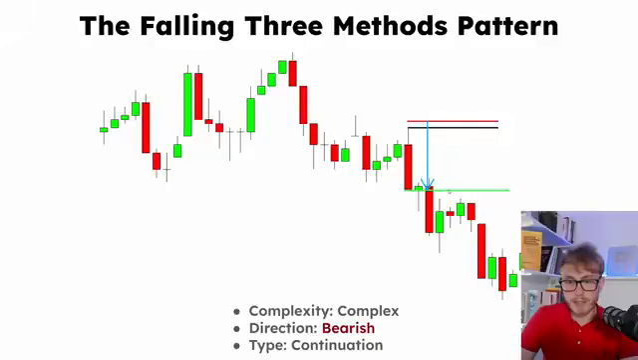As for your target level, you can either keep it simple with a risk to reward ratio. So you measure this length right here, you take this measurement, you double it, and your target will be somewhere around here.